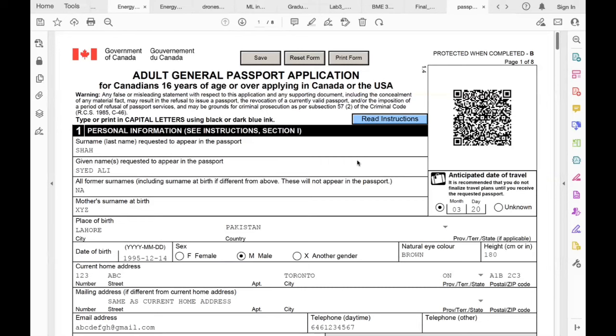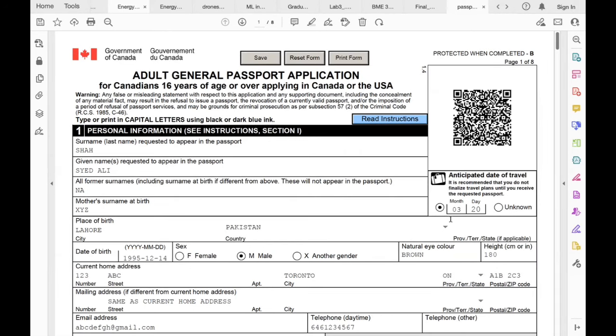Surname, my name is Shah, so I put that there, and then you put your given name. Any former surnames you have, I didn't have any, so I put NA, not applicable. On the right hand side here, I have the anticipated date of travel.